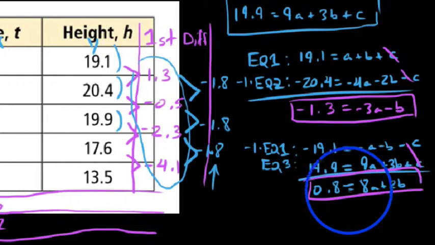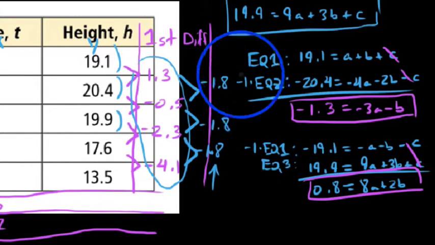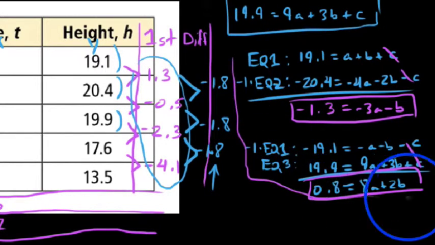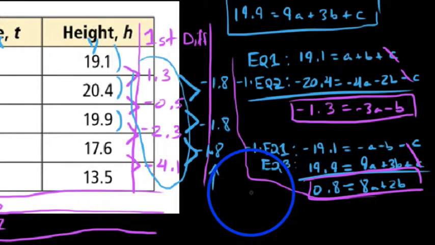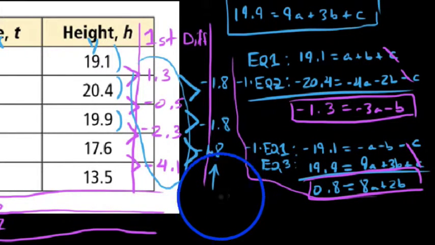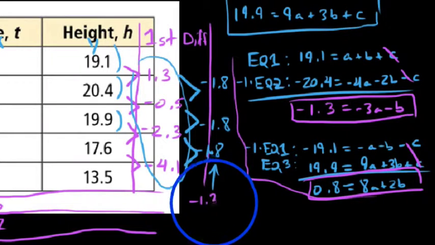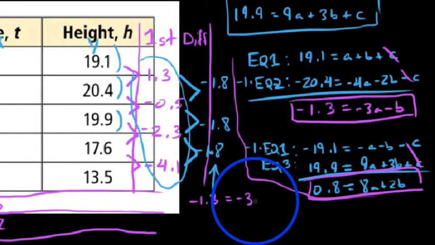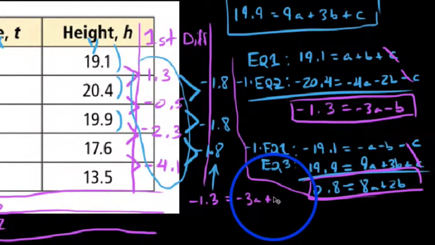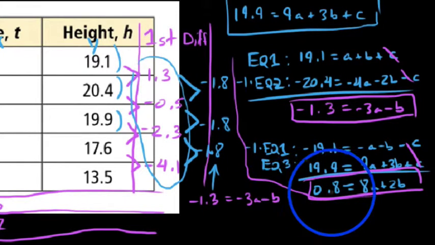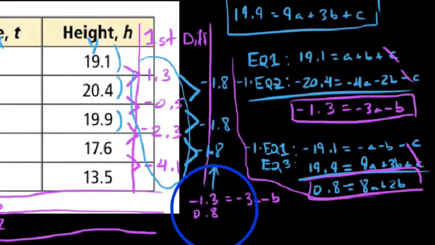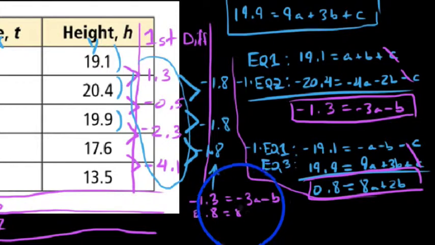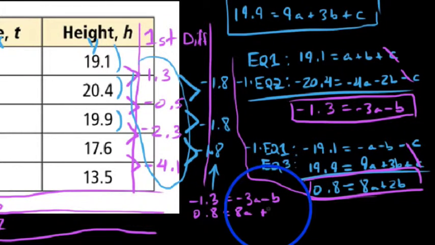The reason why, and I'm going to have to borrow some space here, you're going to have to forgive me, is because now we have 2 equations in 2 variables. And so what I notice here is this. If I were to stack these, negative 1.3 is equal to negative 3a minus b. And I say that this equation here is 0.8, and that's equal to 8 a's plus 2 b's.